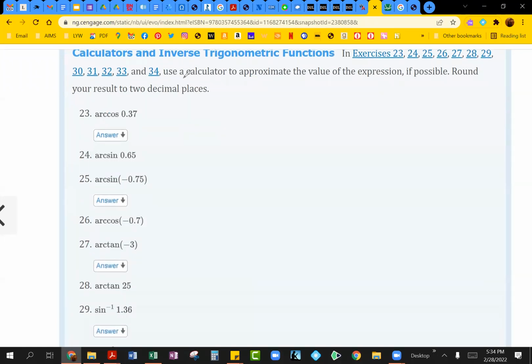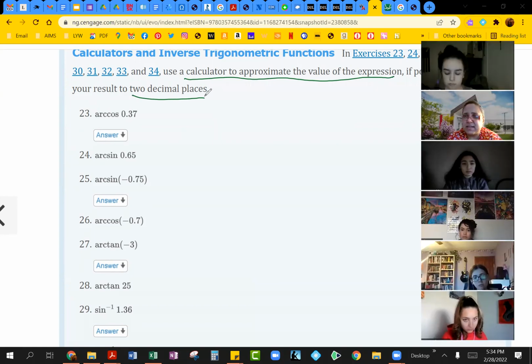So you can see they are saying use a calculator to get the approximate value and you're rounding it to 2 decimal places. What's the only thing you've got to be careful about when you're using a calculator? Well, do we need to worry about the radian and degree modes? Yes, you do. Chris, you were saying something.